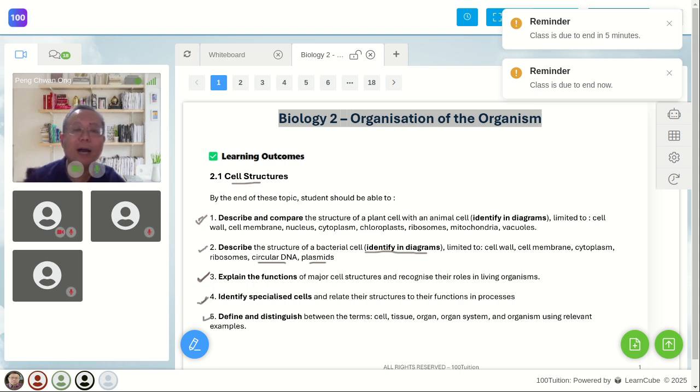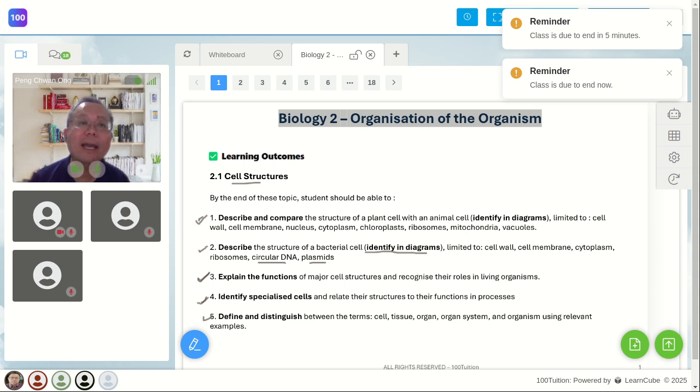And then number 5, we know the difference between a cell, tissue, organ, organ system, and the organism, and that they have this hierarchy structure. The cell is the basic structure of all living organisms. When you have a group of cells working together, you have a tissue. A group of tissues working together forms an organ. A group of organs working together forms an organ system. And a group of organ systems working together forms the living organism.